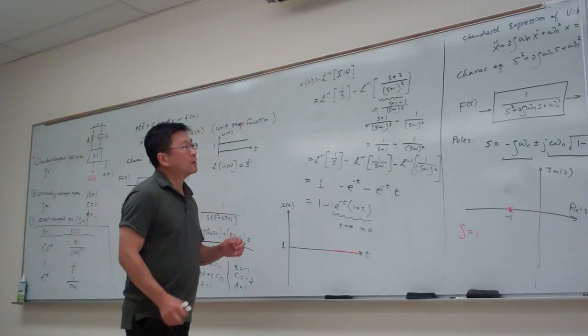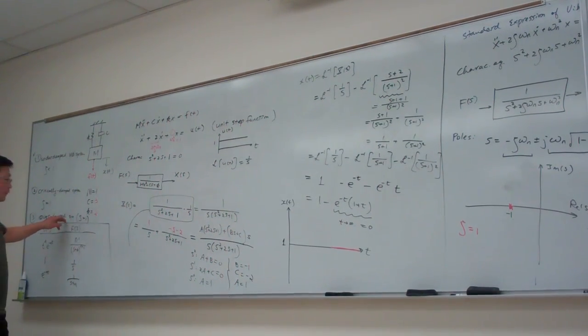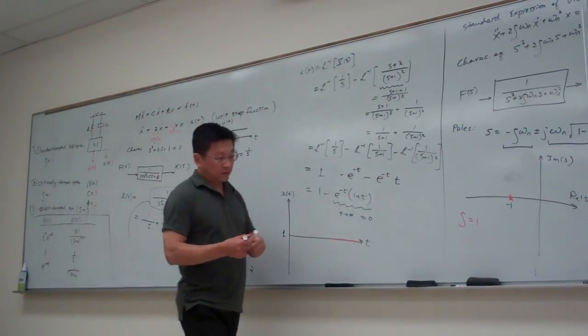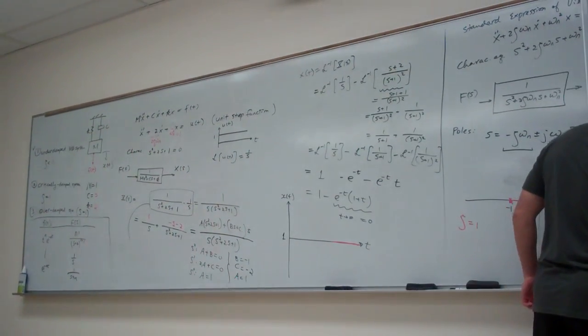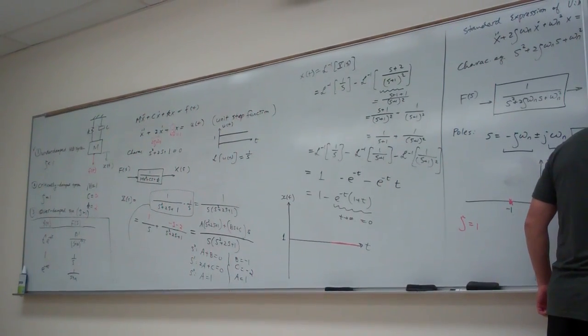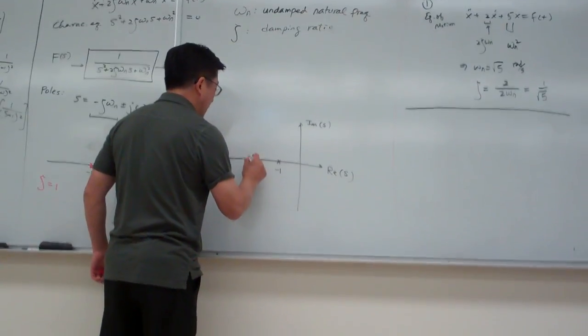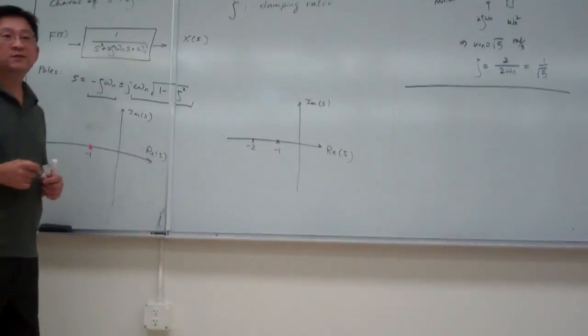Okay. And for the third one, you should be able to find this for the overdamped system. For your own exercise, the locations, the real part, the imaginary part, are located here, -1 and -2, for your reference.